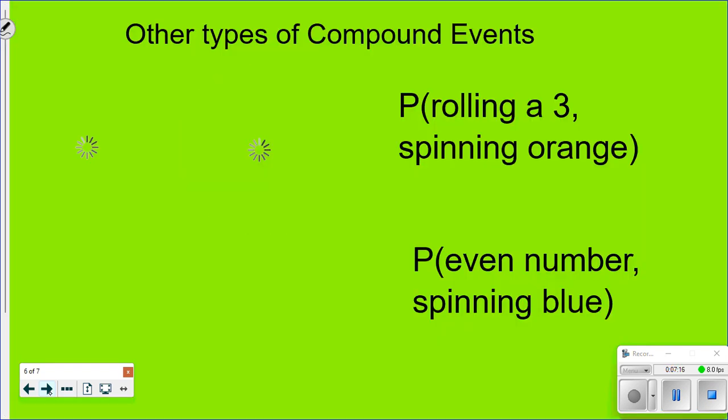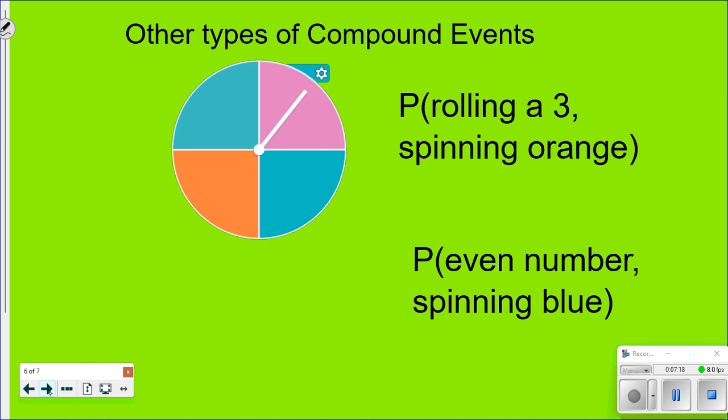All right, so here are some other types of compound events. Maybe it's when you have 2 different things happening. You're throwing a die and you're spinning a spinner. So this is how the probability will look. I'll say P, probability of rolling a 3 and spinning an orange. You see I have 2 different things in the probability. So the first thing I'm going to do is look at rolling a 3.